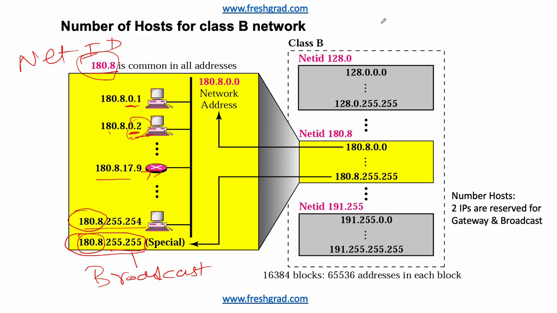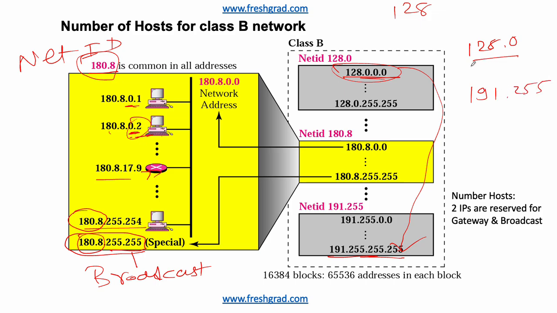And here, what is the range for class B? It starts from 128 to 191.255.255.255. This is the range, right? So what network IDs can you have in class B? These are the defaults, okay? So you can have any starting from 128.0 to 191.255. So you are covering everything between these two numbers, okay?